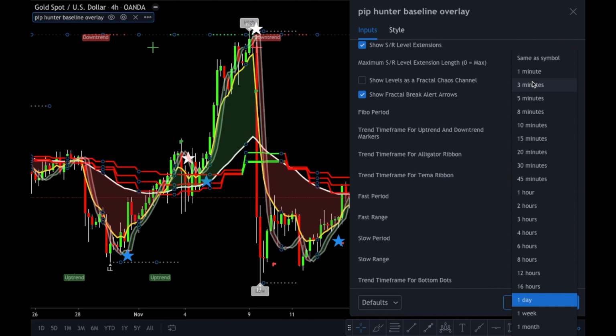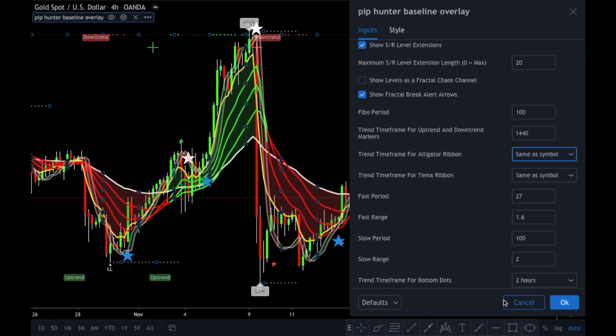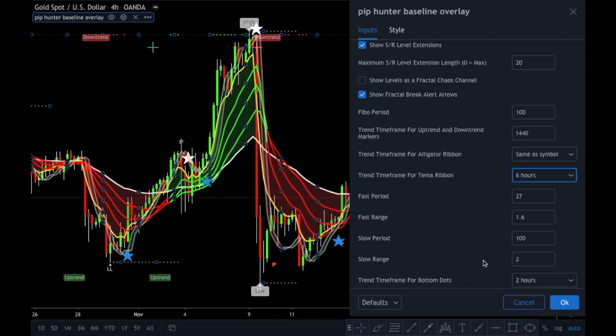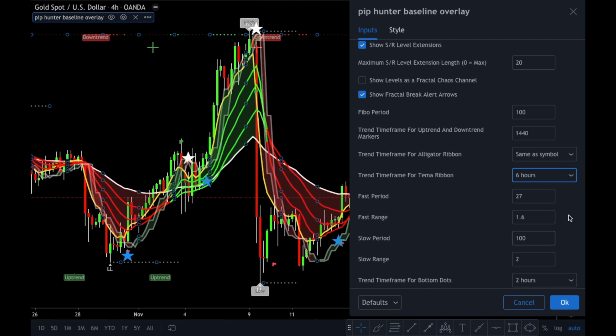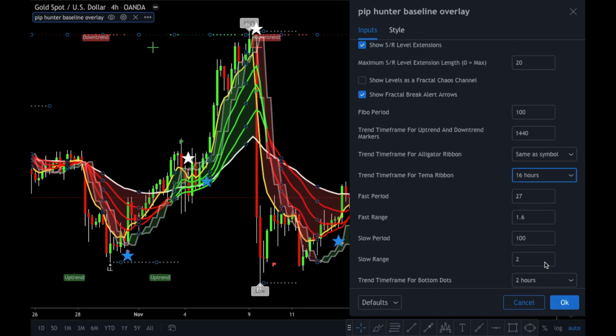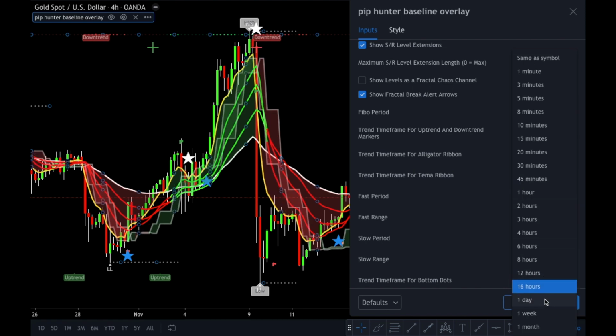If I was on this chart, usually I leave the alligator on same as symbol. But what I would do is the teamer would give us the same thing as well. So we can change the teamer to a 6-hour teamer. You see this will get bigger. We can change the teamer to an 8-hour teamer. We can change it to a 16-hour teamer if we want. Or we can change it to a daily teamer.